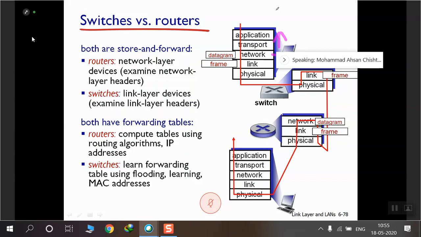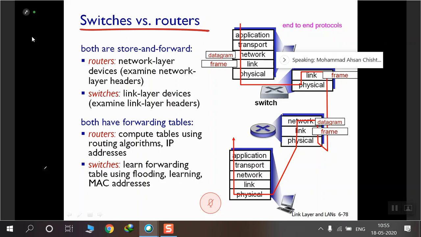Why do we call them end-to-end? Because they are mostly available at the two ends, the sender and the destination. Now, seeing the difference between the switches and the router that has been mentioned here. Obviously, now the router has three layers. It works on the network layer. It's a network layer device.